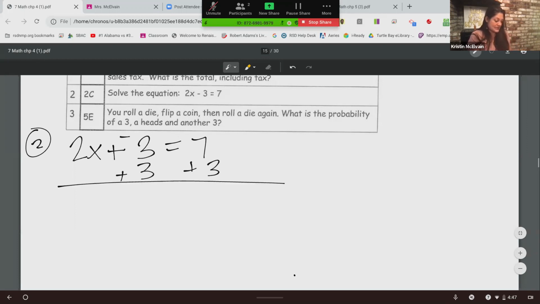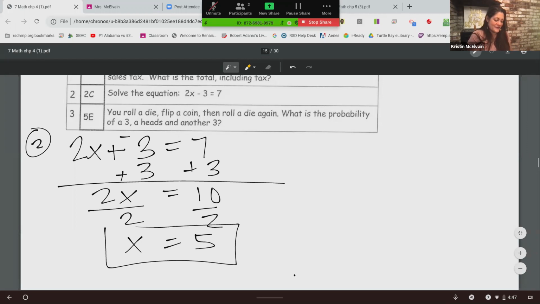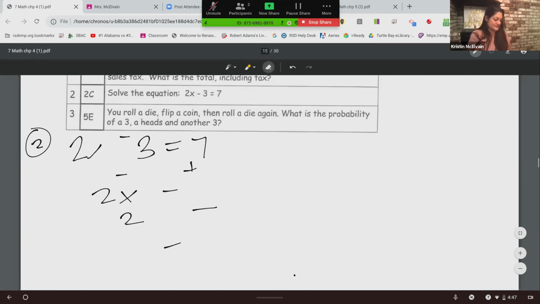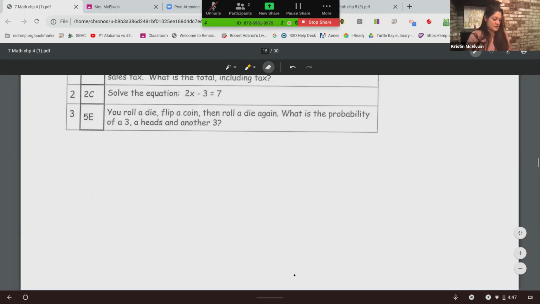All right, so that leaves us with 2x equals 10. Easy peasy, divide each side by 2. Leaves us with x equals 5. Number 2. And number 3 is going to give us probability. Erase all this. All right, number 3.